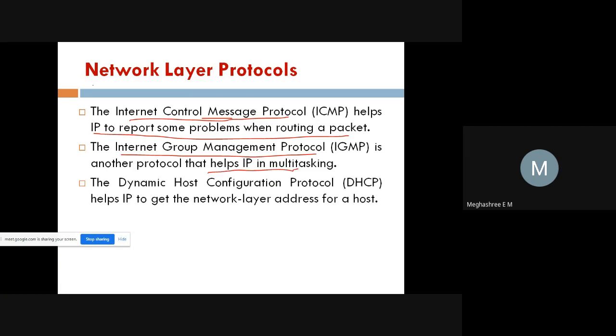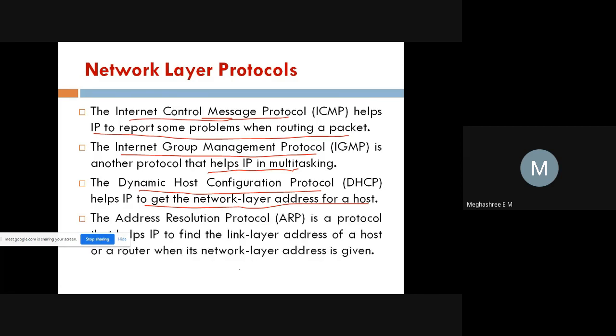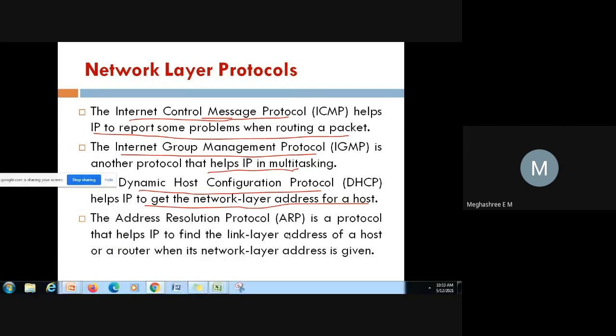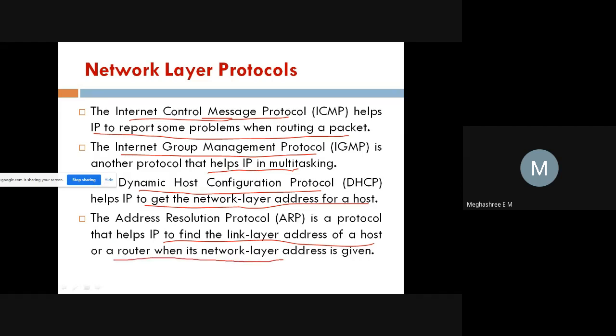And one more, that is DHCP, Dynamic Host Configuration Protocol. This helps Internet Protocol to get the network layer address for a host. That means it helps to get the network layer address for a host, DHCP. And ARP, that is Address Resolution Protocol, that helps IP to find the link layer address of a host or a router when its network layer address is given.